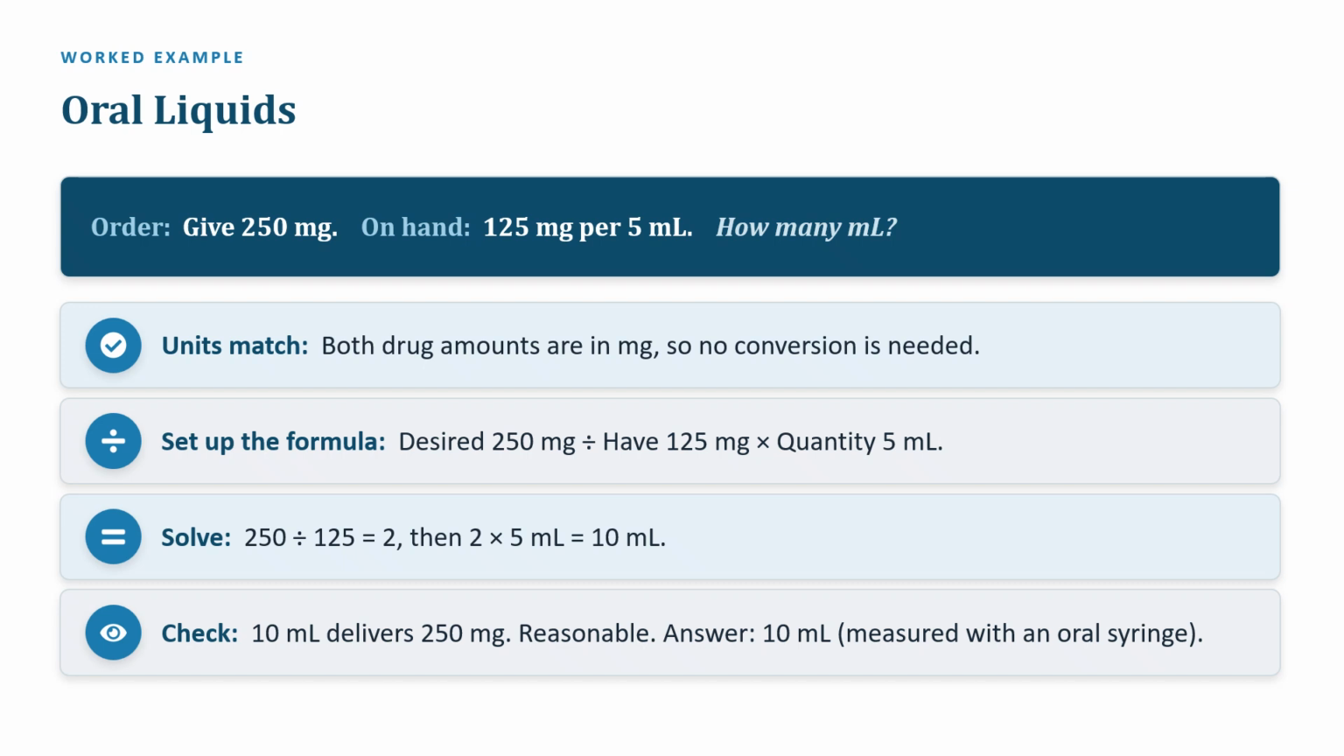Notice that the only real difference from the tablet example is that the quantity was a volume. The formula, the steps, and the safety check are identical.